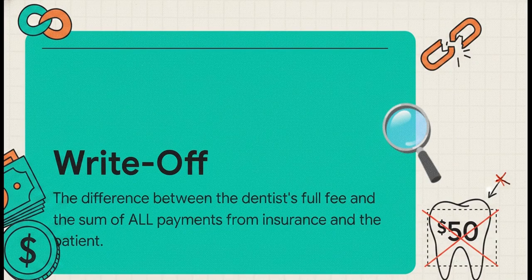Well, remember that filling example? Our full fee was $250. We got $160 from insurance and $40 from the patient. That's $200 total. The write-off is simply that leftover $50. It's the adjustment we have to make because we're in network.